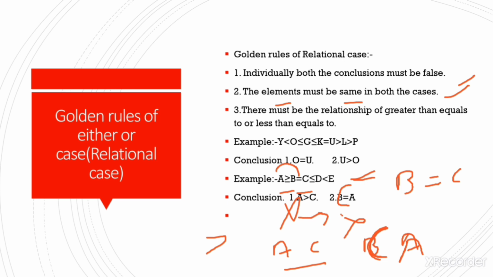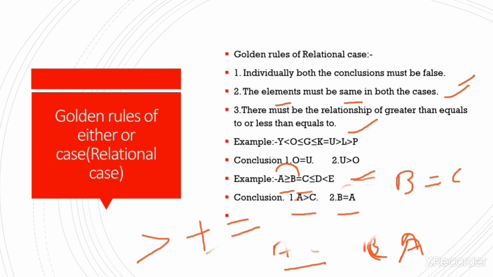Fine. And the third is there must be the relationship of greater than, is equal to, or less than, is equal to. So let's combine the symbols of the first option and the second option. We have greater than in the first option and we have is equal to in the second option. So if we combine both the symbols, can we write greater than is equal to? It is nothing but greater than is equal to.